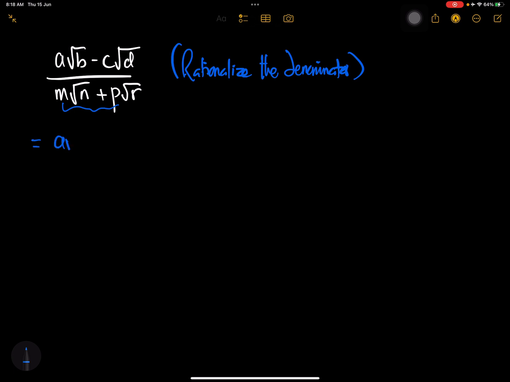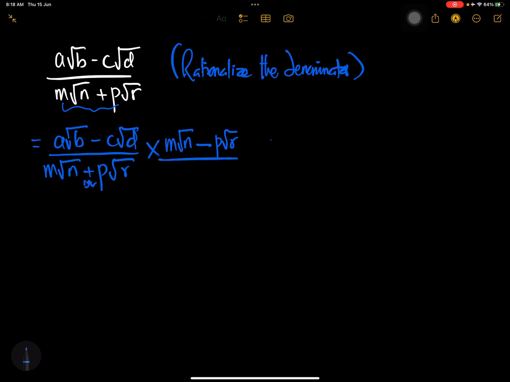We're going to have the square root of b minus c square root of d divided by m square root of n plus p square root of r. And we're going to multiply that by the denominator. But when we do that, the sign changes. So we're going to have m square root of n minus p square root of r, divided by m square root of n minus p square root of r.